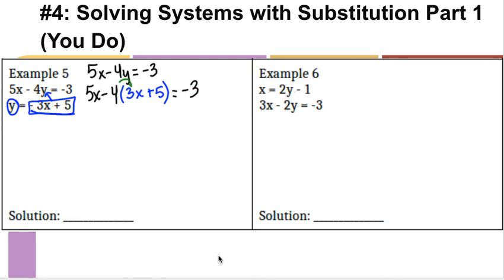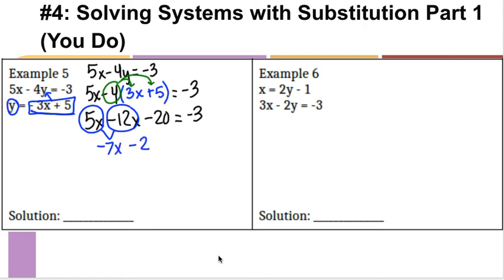So now I'm going to use my distributive property, multiply the negative 4. Don't forget that sign before the 4 to be able to multiply correctly. So 5x, just going to bring that down. Negative 4 times 3x is negative 12x. Negative 4 times positive 5 is negative 20, equals negative 3. Don't lose your equal sign along the way. I see my like terms. I'm going to combine those. Those make negative 7x minus 20, just brought that down, equals negative 3.